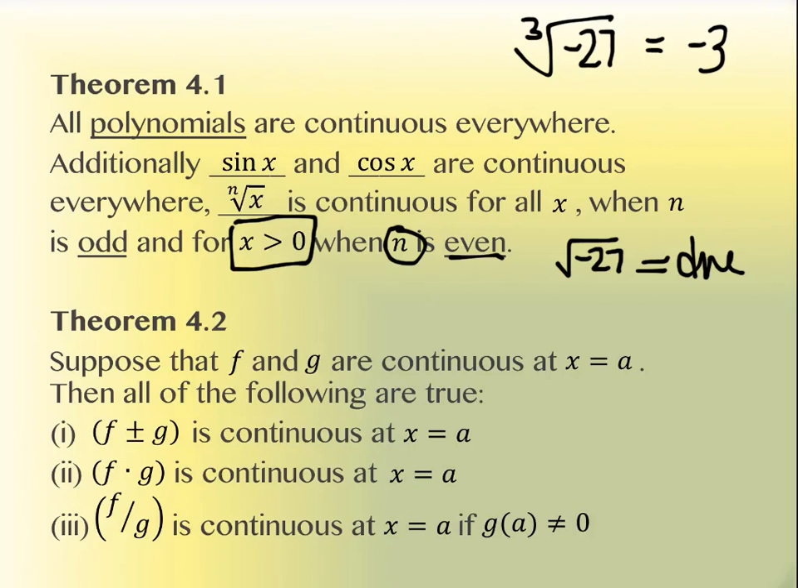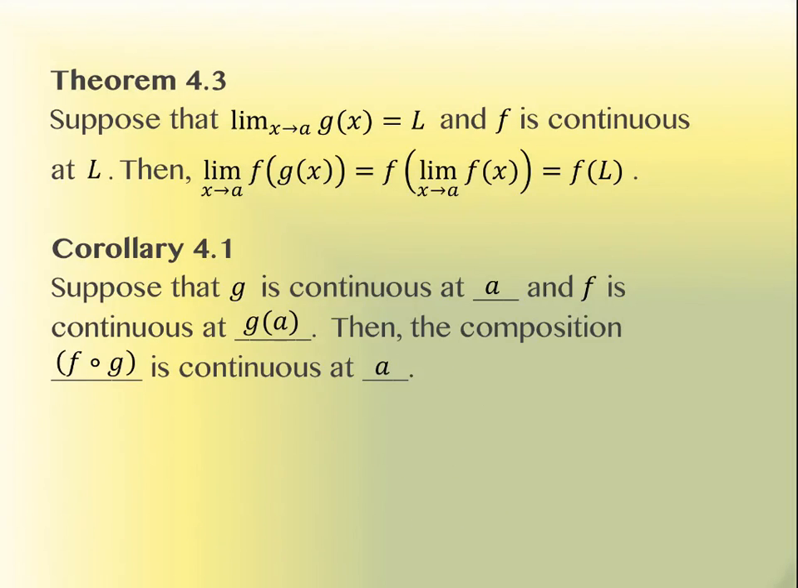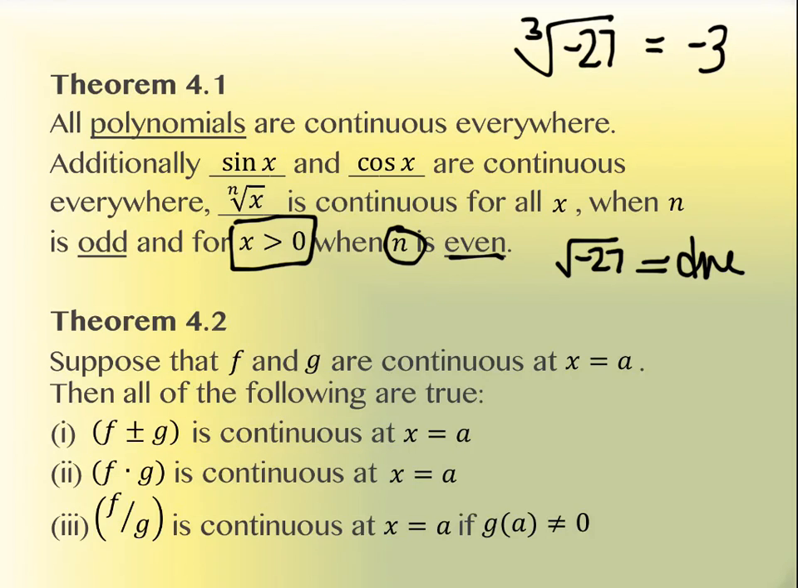Theorem 4.2 says that if f and g are continuous at x equals a, then all of the following are true. F plus or minus g is continuous, f times g is continuous, and f divided by g is continuous. And again, this looks like that theorem that we had a couple days ago, at least a little bit. And again, we've got this sort of condition down here at the end that if we're looking at this division, we still can't have the value on the bottom being 0 itself. Did everybody get that one written down? Okay. We're all good? All right.